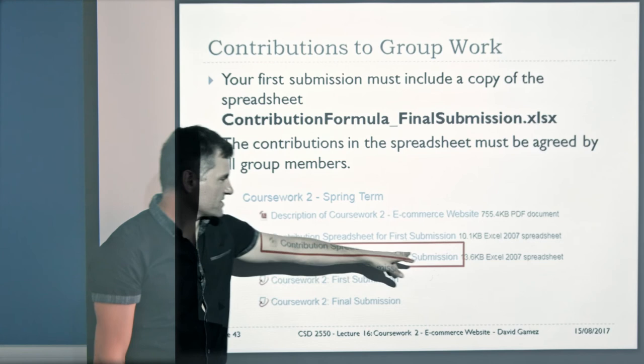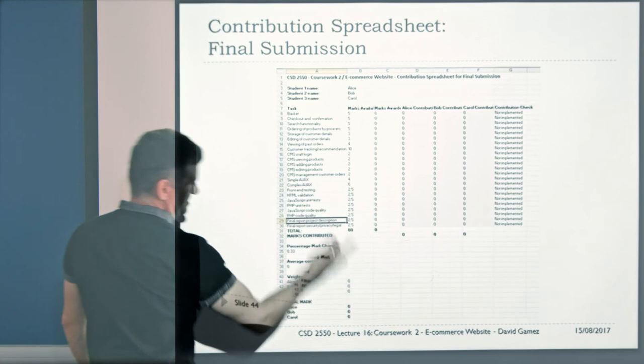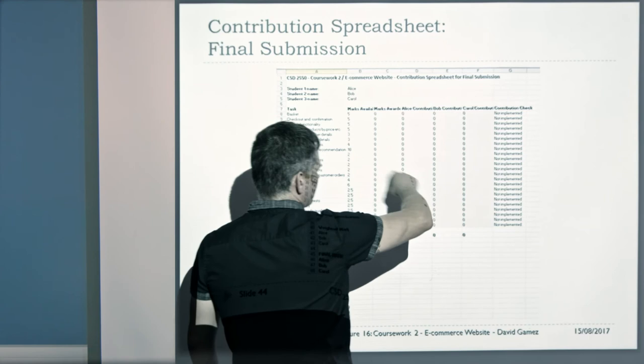And then you can download the final submission contribution spreadsheet there. So it looks like this. It works in the same way as the first submission. So again, you put your name. We've got versions for groups of two and groups of three. This is the groups of three version. You put your names there, and enter the values here so that each row adds up to one.